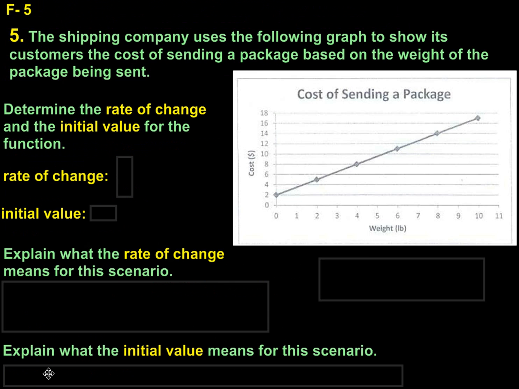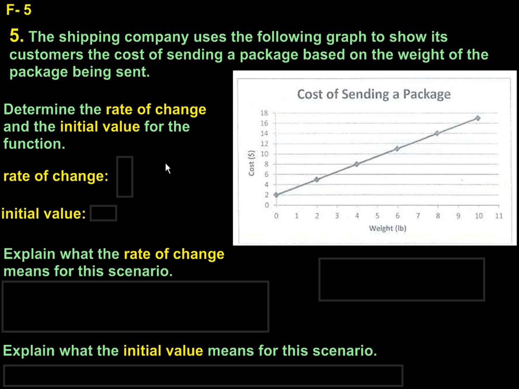All right, let's take a look at question number 5. Question number 5 states that a shipping company uses this graph to show its customers the cost of sending a package based on the weight of the package being sent. Again, we need to determine the rate of change, or the slope, and the initial value, or the y-intercept, for that function.